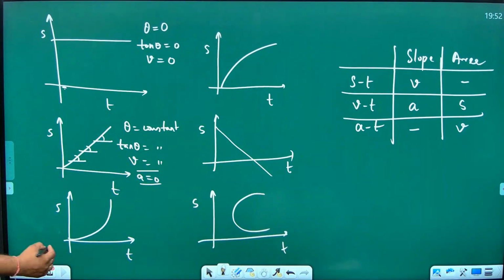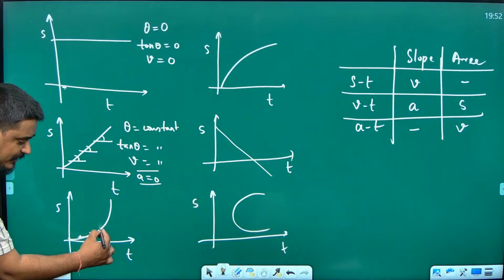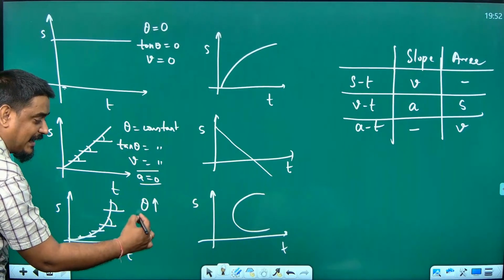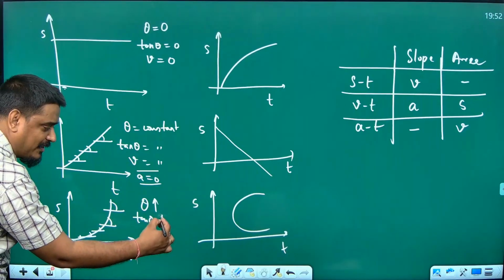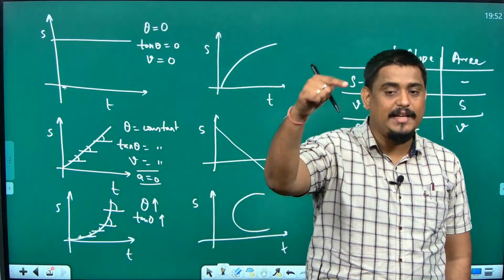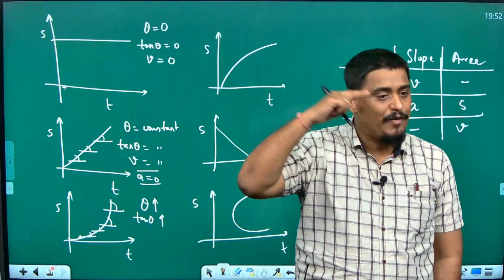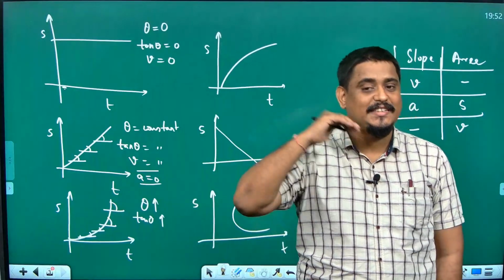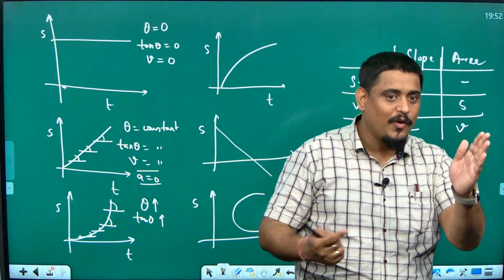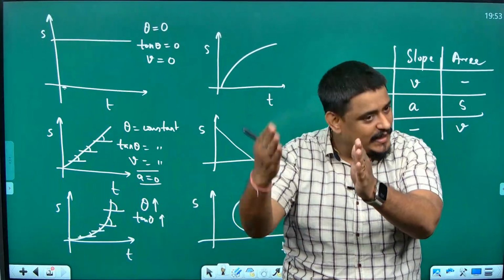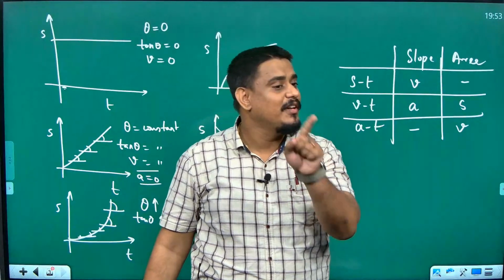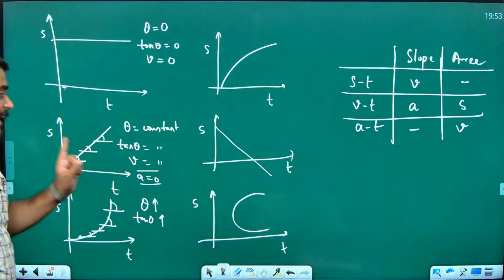Now see, here what is happening to theta? Check properly. Theta is increasing. If theta increases, tan theta will also increase. Why am I saying so? Theta 0, tan 0 is 0. 30 degree, tan 30 is 1 by root 3. 45 degree, tan 45 is 1. 60 degree, root 3. 90 degree, infinite. So 0, 1 by root 3, 1, root 3, infinite. So as theta is increasing, tan theta is also increasing.